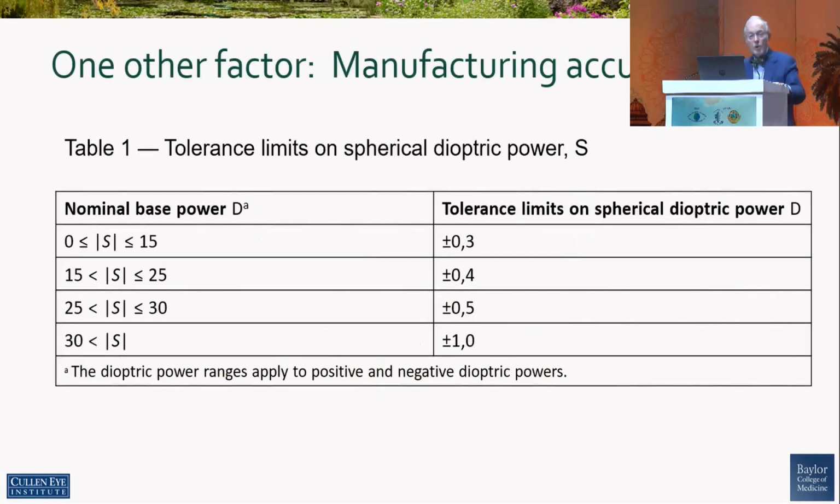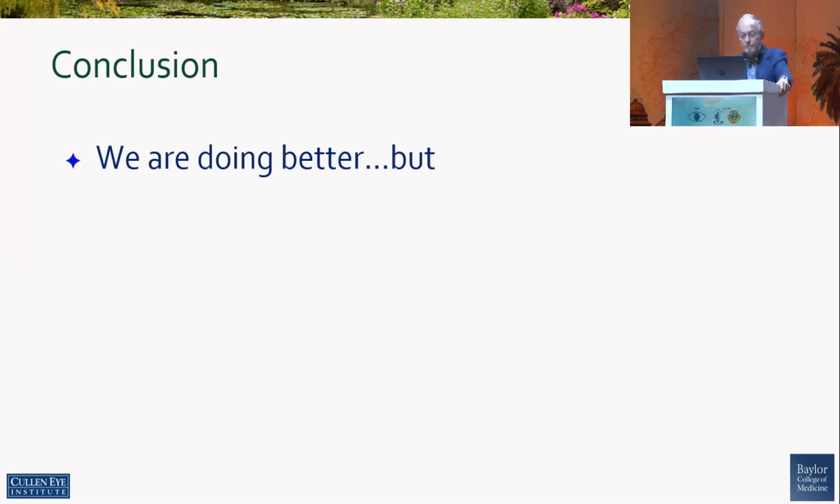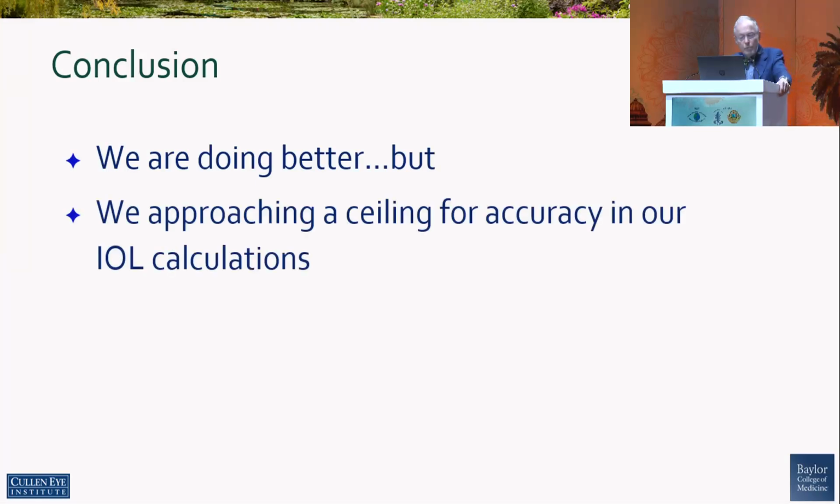One other cause of error is these are kind of crazy numbers if you look at them. If you look at the manufacturing accuracy that ISO requires, for example, if you go from 15 to 25, the tolerance is plus or minus 0.4 diopters. Now, we know the manufacturers do better than that, but they're not held to very stringent criteria, and those numbers are pretty dismaying. So in conclusion, we're doing better, but we're really approaching a ceiling for accuracy in our calculations.